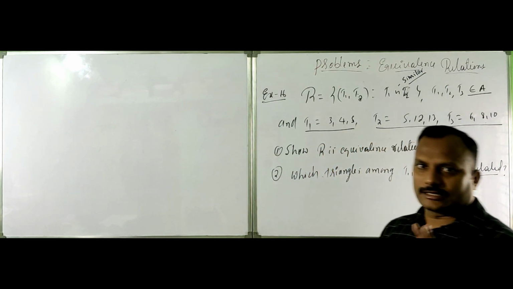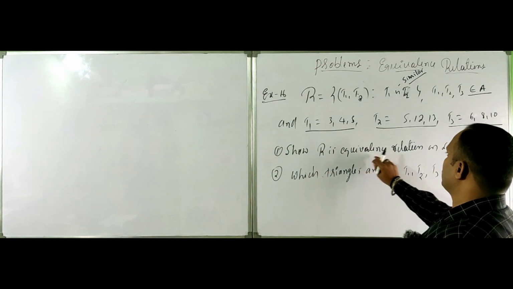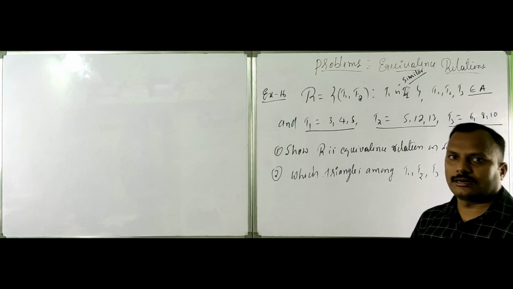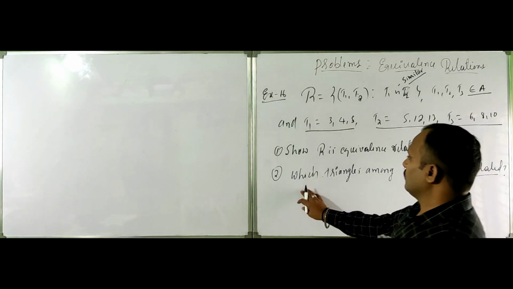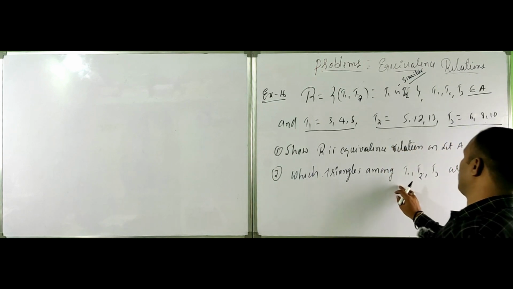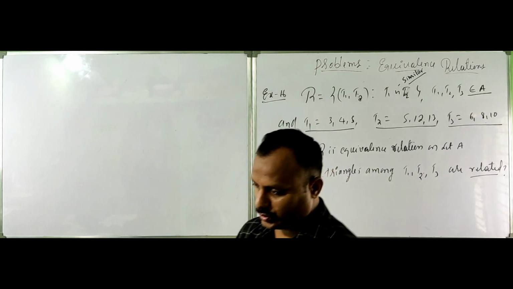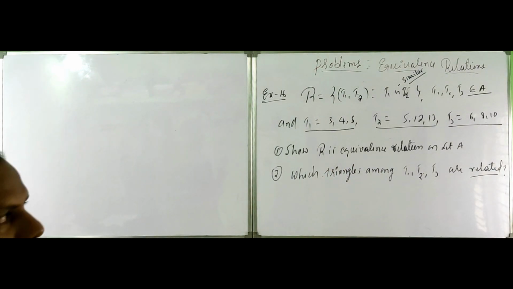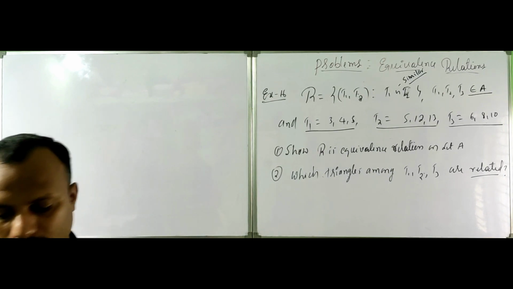And there are two questions. Show that relation R is an equivalence relation on A, and which triangles among T1, T2, T3 are related? This is the question. We have to show it is an equivalence, then if it is, which of the triangles are related?